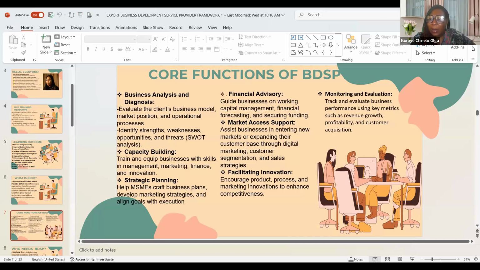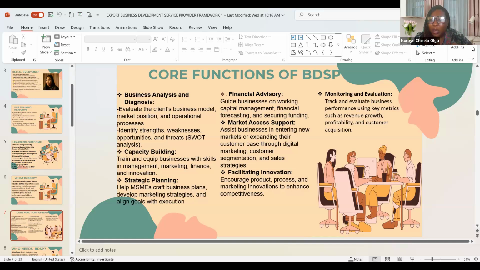Situations where your businesses manage working capital, it helps you to forecast your business. Very important in business. You need to forecast. You don't just work. You need to forecast. You need to secure funding. A situation where you do not have money to do your business. It's the function of BDSP to tell you, okay, I will secure some funds for you from here, from there. So you can imagine you're expanding, you need a clear financial roadmap. That's where BDSP comes in.